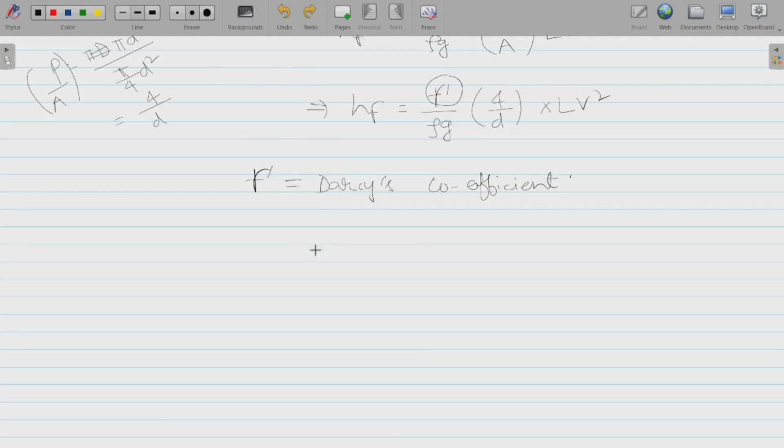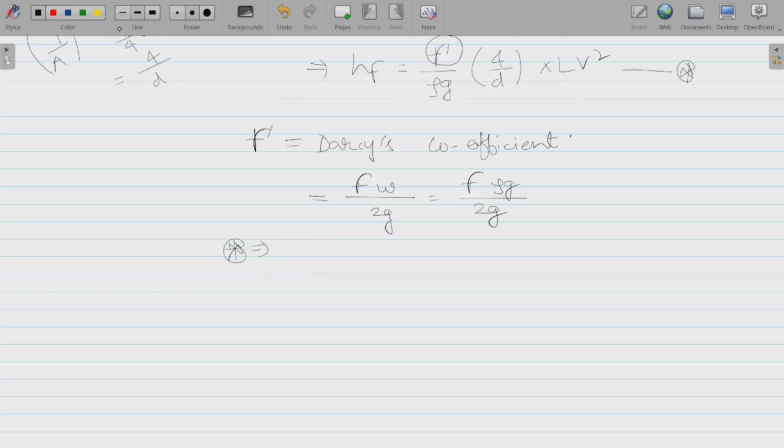This f prime is the Darcy's coefficient, and it's given as f w divided by 2g. This w is the specific weight, so it's written as f into rho into g divided by 2 into g. Okay, so now if you put this value of Darcy's coefficient in this star equation, what you will get is the final answer, right? So from this equation you can get hf, just put all the values, and you will end up getting the result.